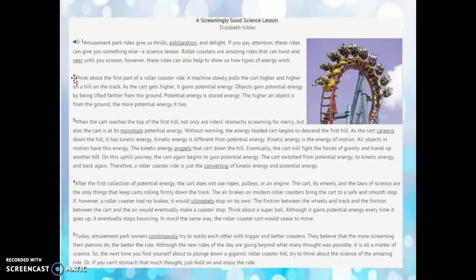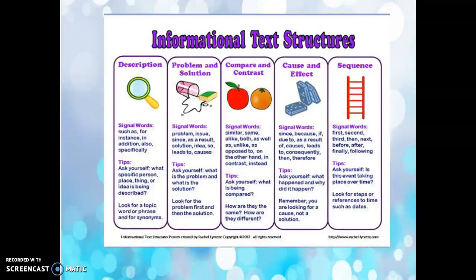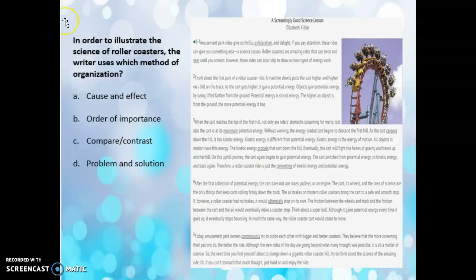finally, before, after. Not so much then. You might see the word after, but that's just transition. You might see transition words in everything, but nothing that's a signal word that says, oh yeah, this is sequence. This is following a certain sequence. So looking here, let's answer this question.